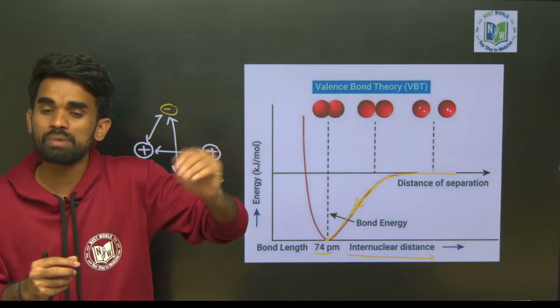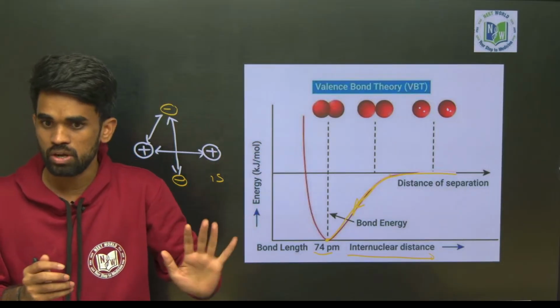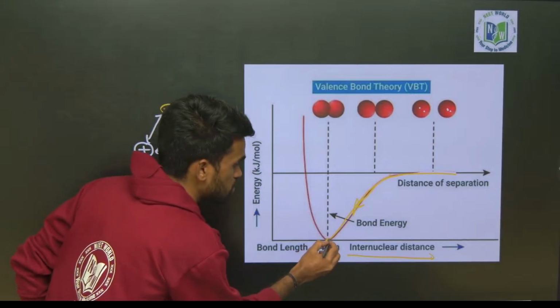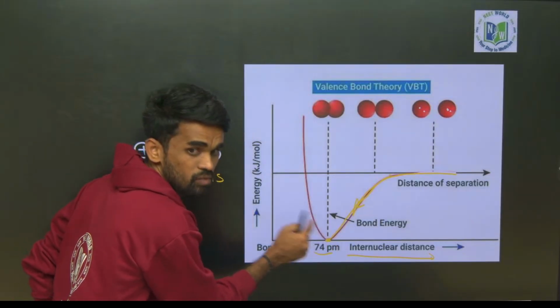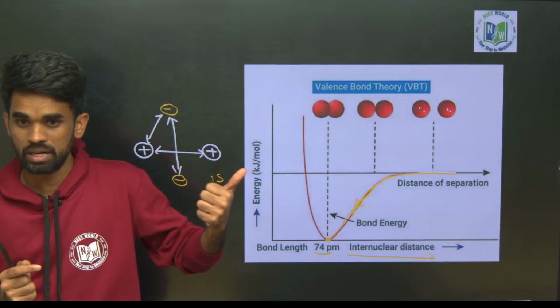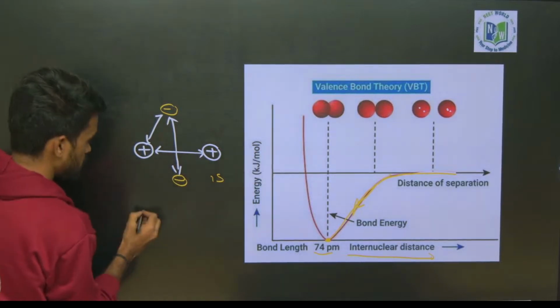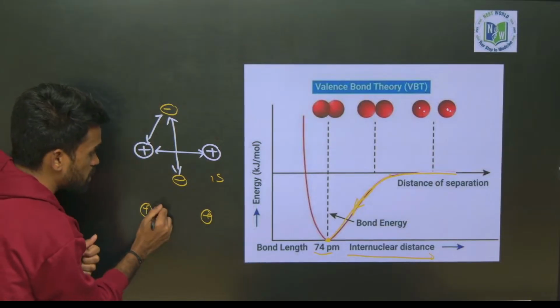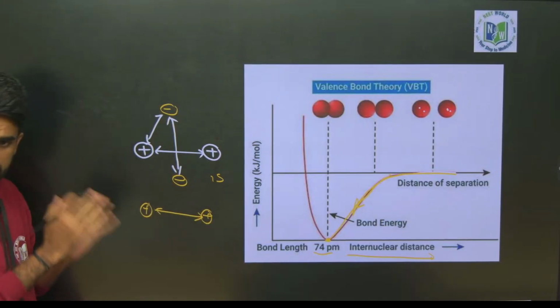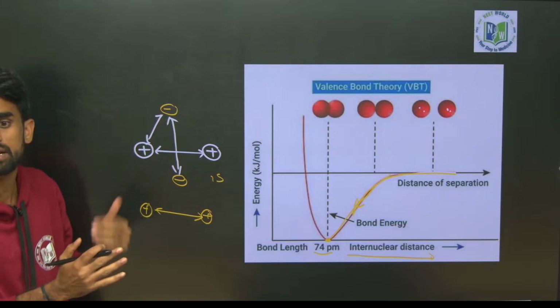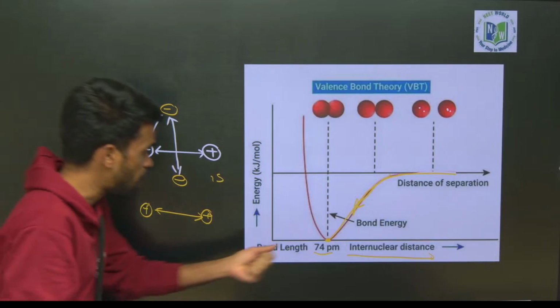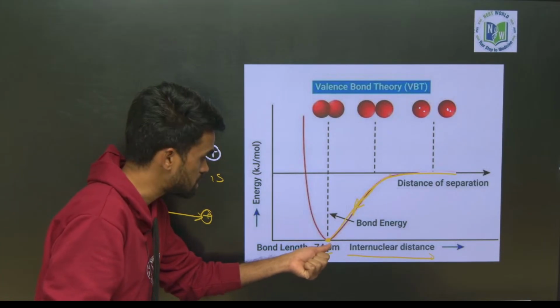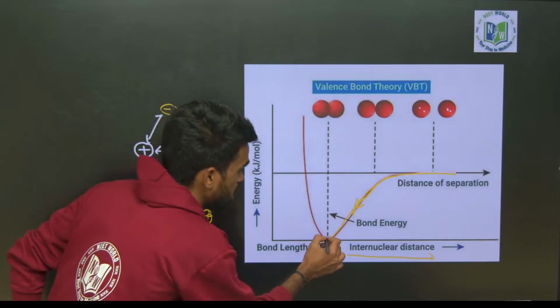If forces of repulsion are dominating, that makes it unstable. Okay, so now if I cross this minimum distance, what happens? Repulsions are dominating. See, this is the nucleus and this is the nucleus. If we bring them very close, what happens between these two like charges? Repulsions dominate right now. So after crossing this distance, this 74 picometers, its energy is getting raised.